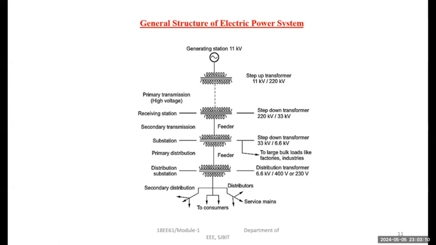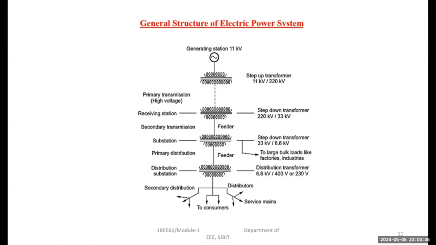So it is basically divided into three stages. One is the generation stage, the other one is the transmission stage, and the other one is the distribution stage. This electrical energy, whichever is generated at a remote place, has to be transmitted over a long distance to the load centers through transmission lines. Not only transmission lines, feeders and distribution lines are also involved in this. So this shows a typical transmission distribution scheme.